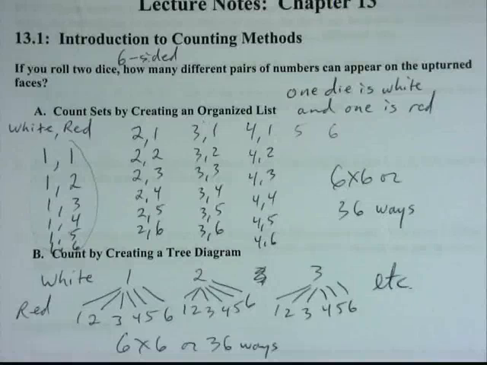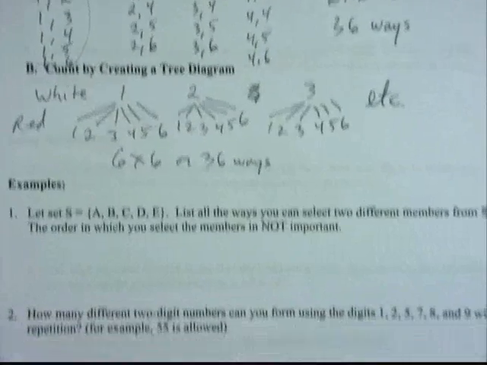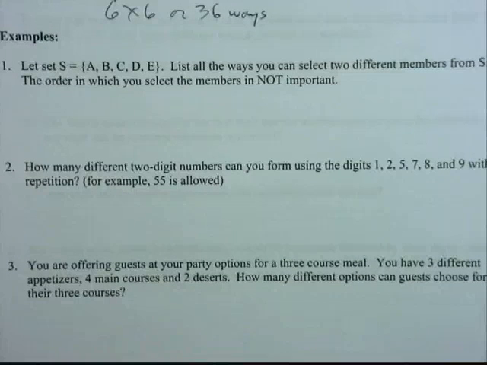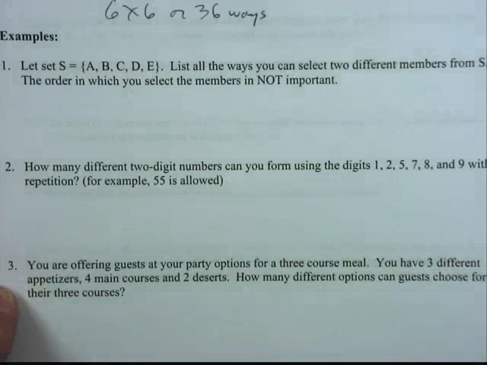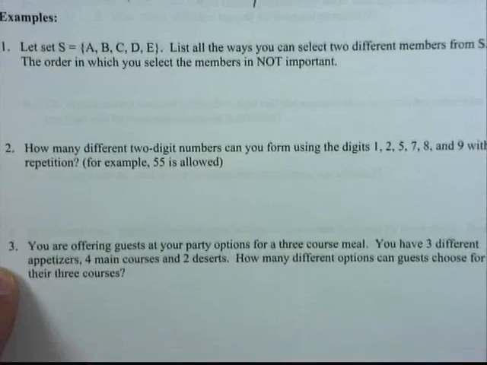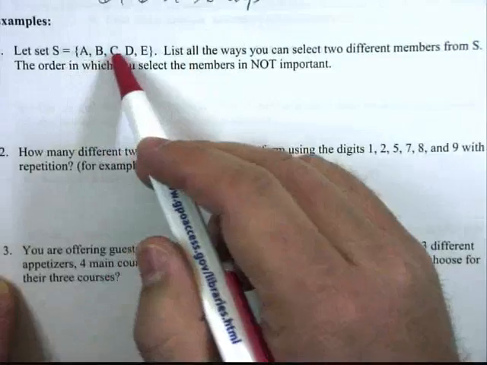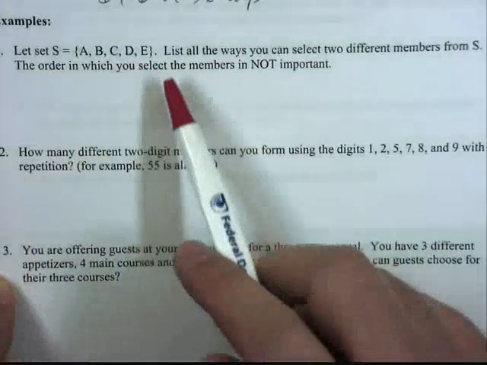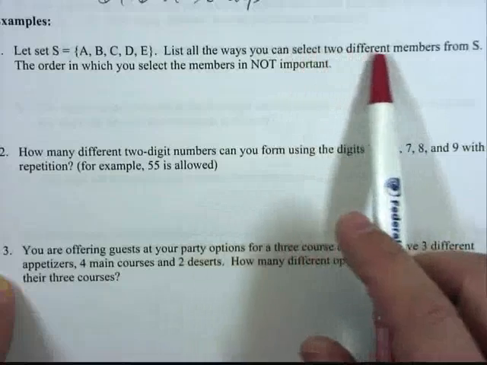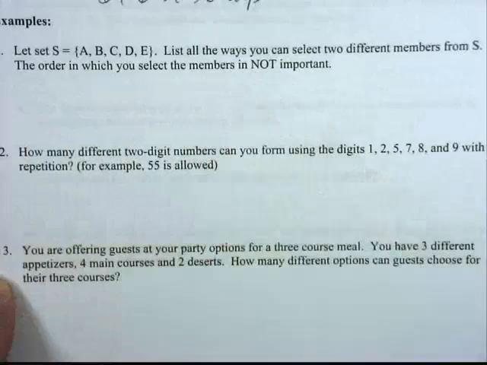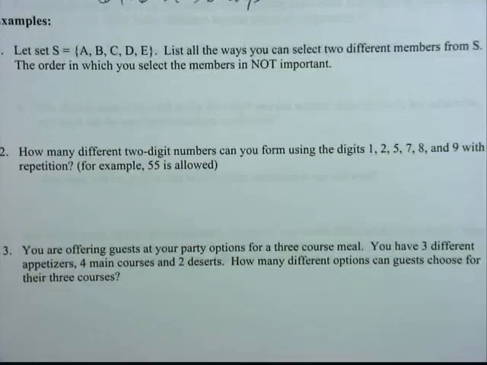All right, but let's go back to our notes here, and now that we've got those, I want to look at some specific examples and see if we can set up either an organized list or a tree diagram to deal with those examples. On the first one, we've got a set S that contains A, B, C, D, and E. We want to find a way to list all the ways that you can select 2 different members from S, and the order in which you select those members is not important.